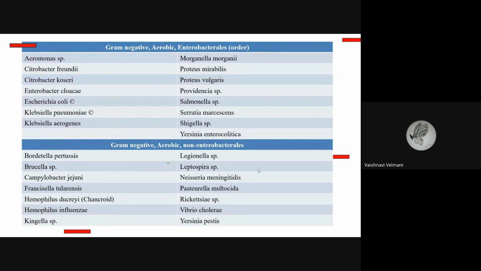Some people get confused that Haemophilus influenzae actually causes flu. Flu is caused by an influenza virus. Haemophilus influenzae causes ear infections, bronchitis, and meningitis kinds of infections. So flu is not actually caused by bacteria, it is caused by a virus. Others include Vibrio cholerae, which causes cholera, and Neisseria meningitidis, which causes meningitis in human beings.